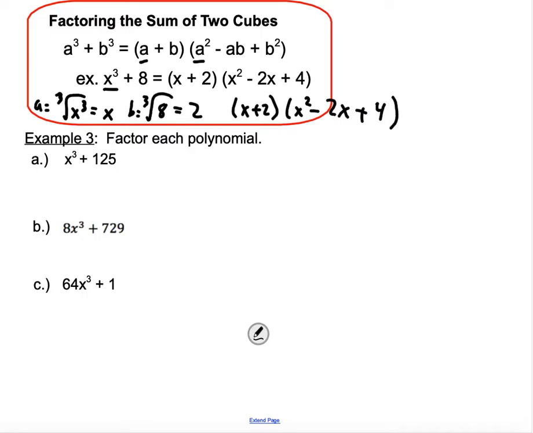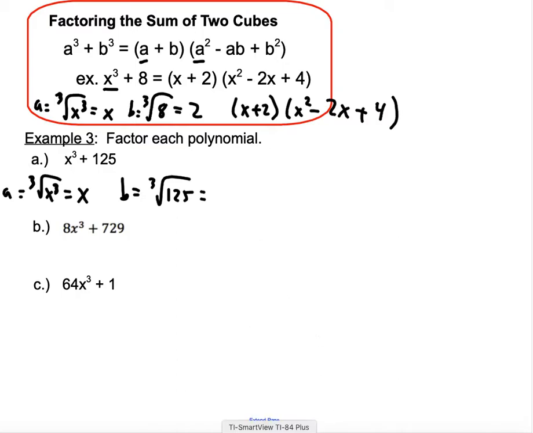All right, so let's come down here and do one of these. So we want to find the cube root of x to the third. Remember, we can take this 3 divided by this 3, and we get x to the first, or just x. And so that's our a value. How do we find b? You find the cube root of that last term there.